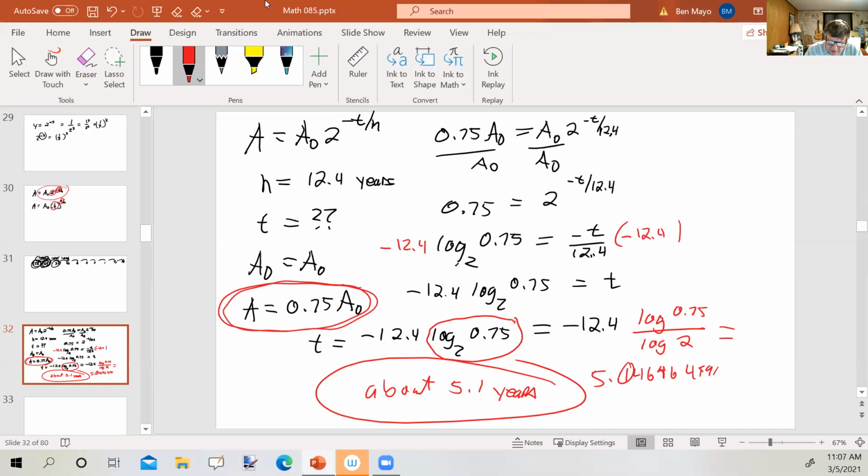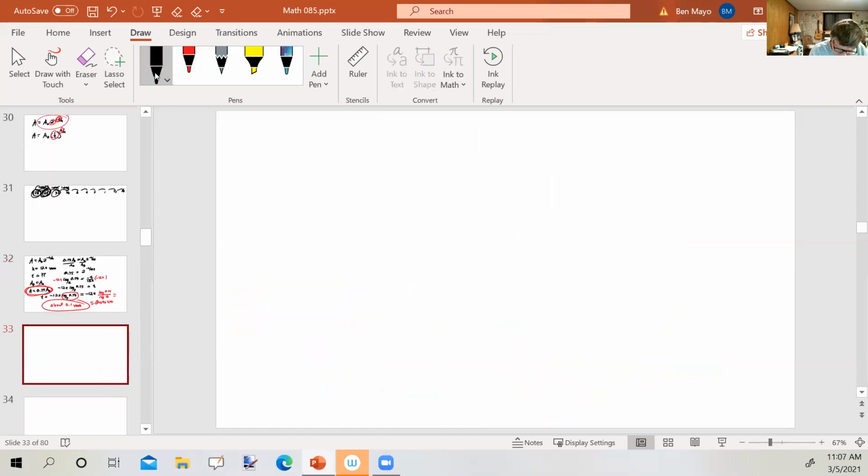Well, in this case, where you're not given a specific amount for what A naught is, and all you know is that you lose 25% of it, then yes, you would have to establish A in terms of A naught. If they gave you the actual starting amount, then things change. All right, let's take a look at another example. Again, we're going to use this formula.